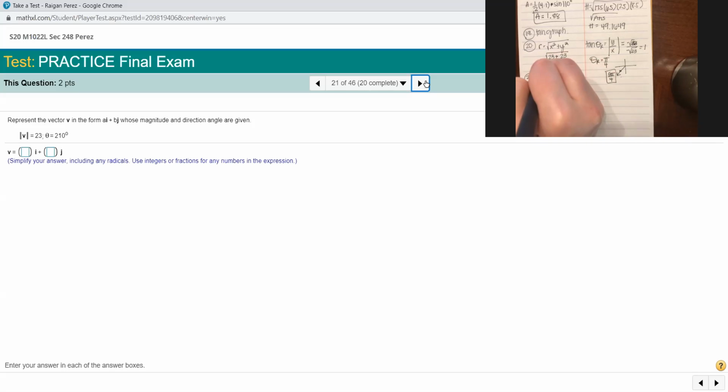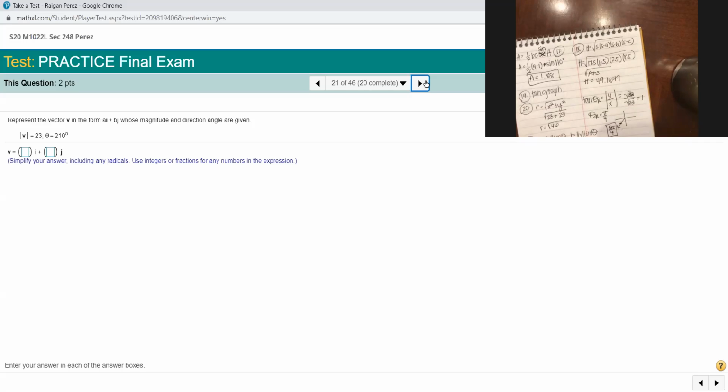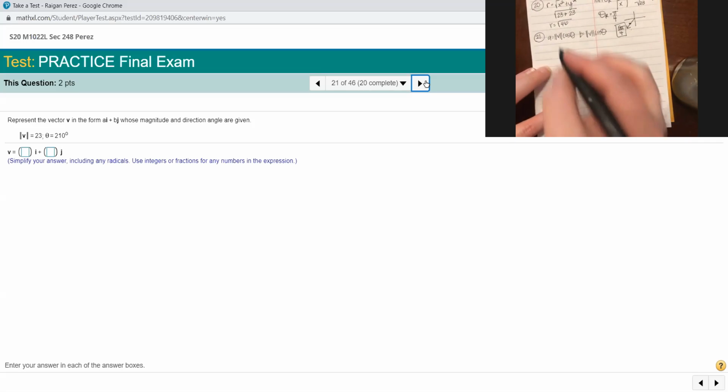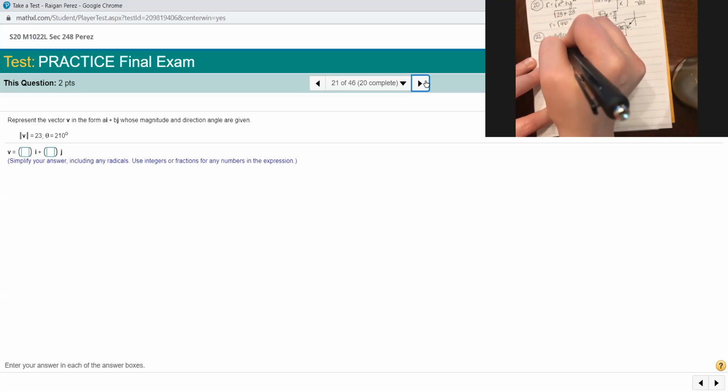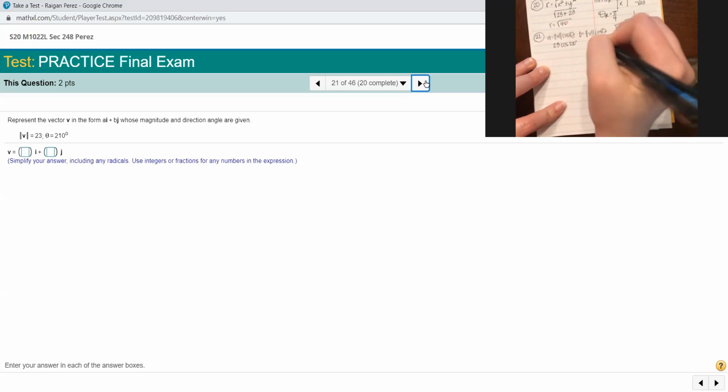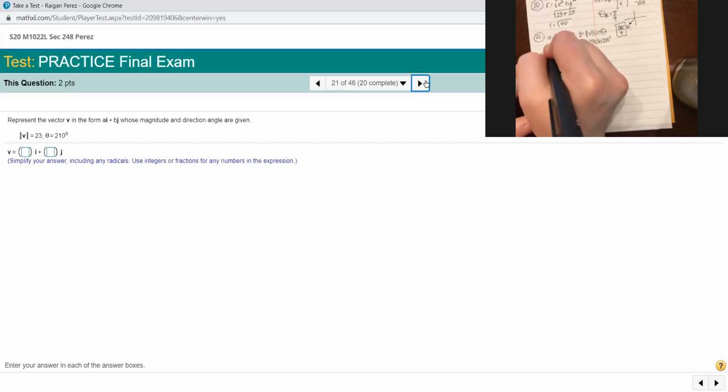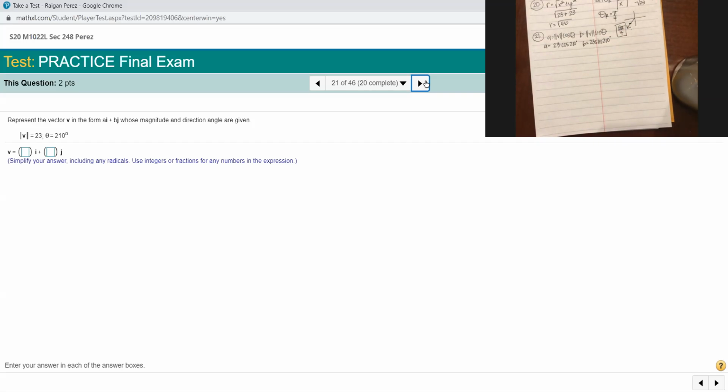Yes. A is the magnitude times cosine, and B is the magnitude times sine. Okay, so here, sorry, I moved it up. I'm going to have 23 times the cosine of 210, and this one is 23 times sine of 210. So we have to think about 210 in radians. 210 divided by 180, basically, is 7 pi over 6.